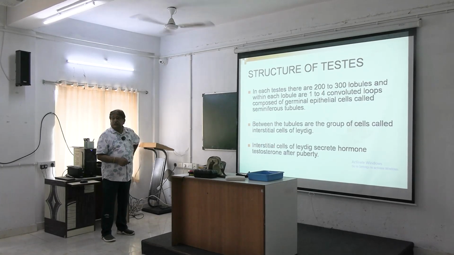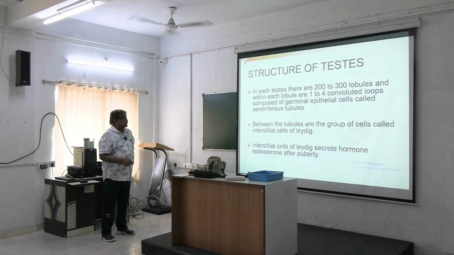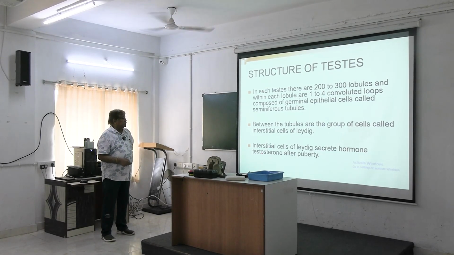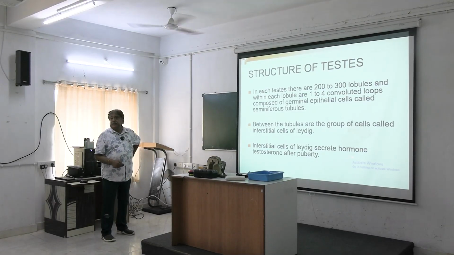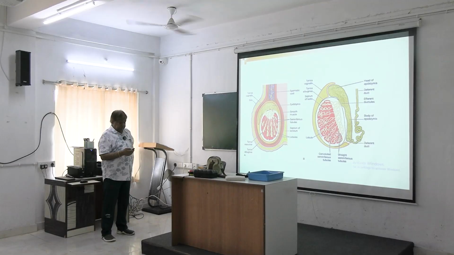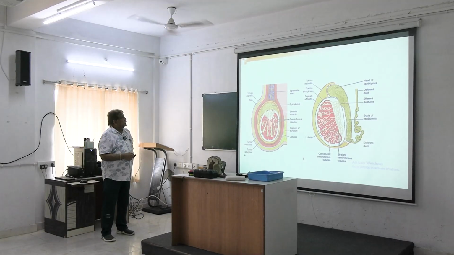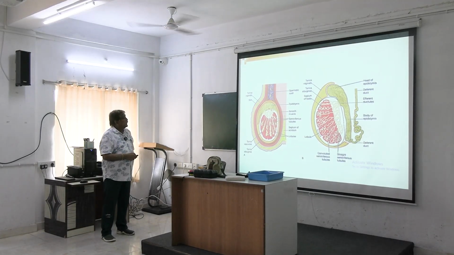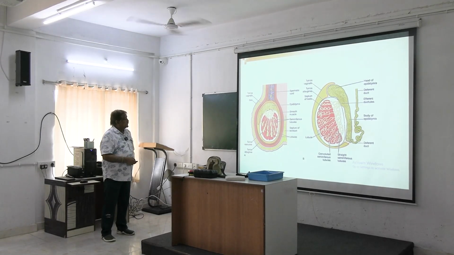You will see them in the histological slides. Okay. Interstitial cells of Leydig secrete the hormone testosterone after puberty, the male hormone. Now you can see the skin. This is the tunica vaginalis testis here. The tunica vasculosa, tunica albuginea.